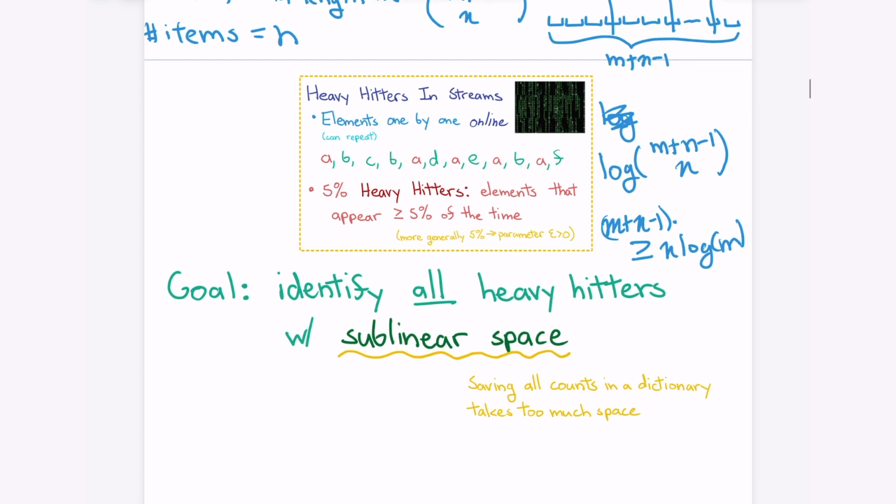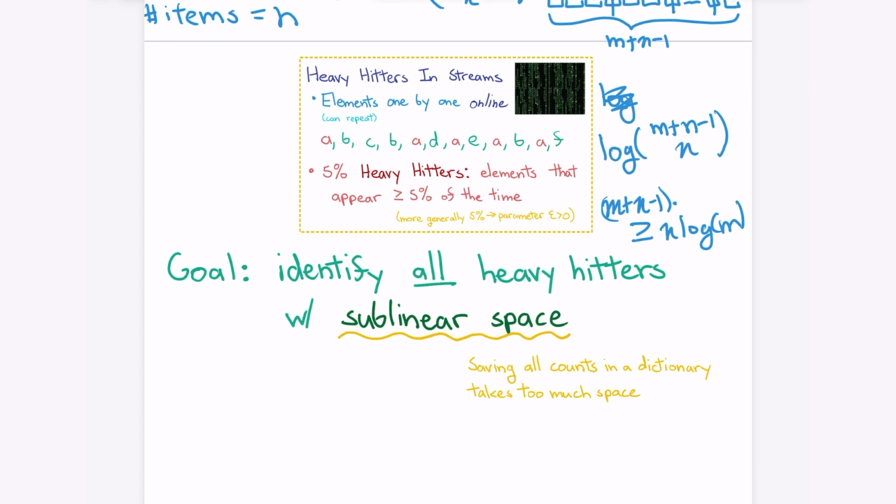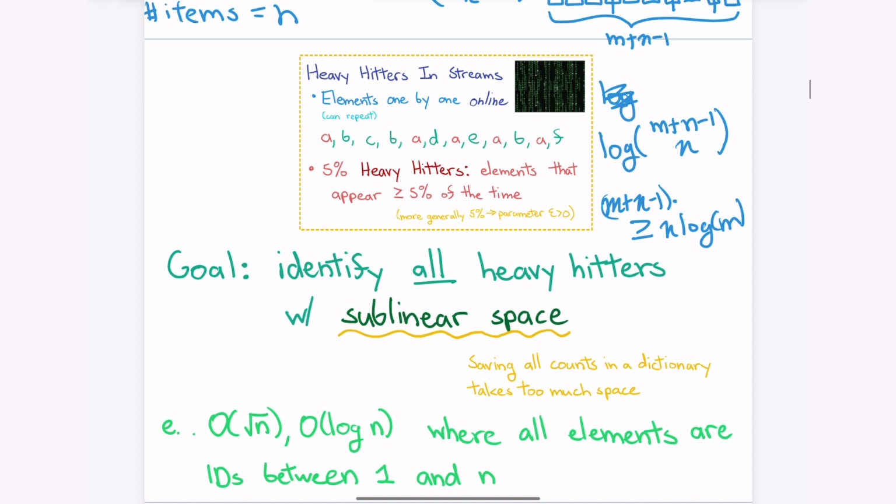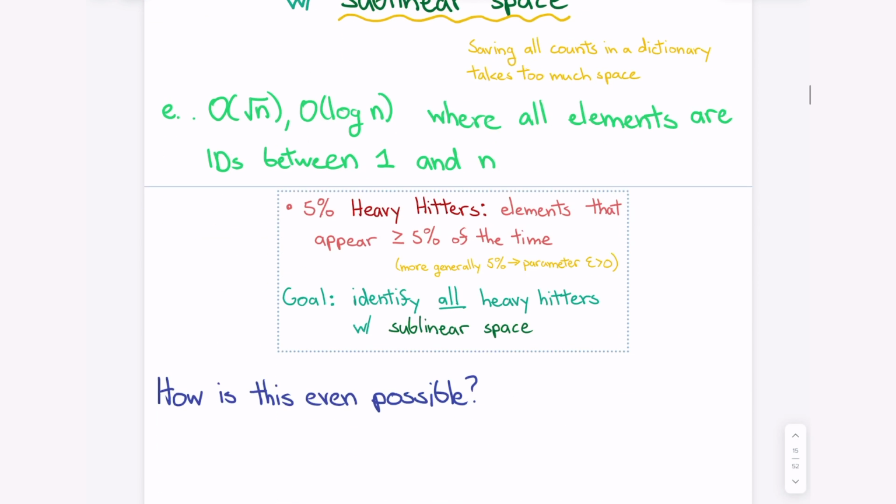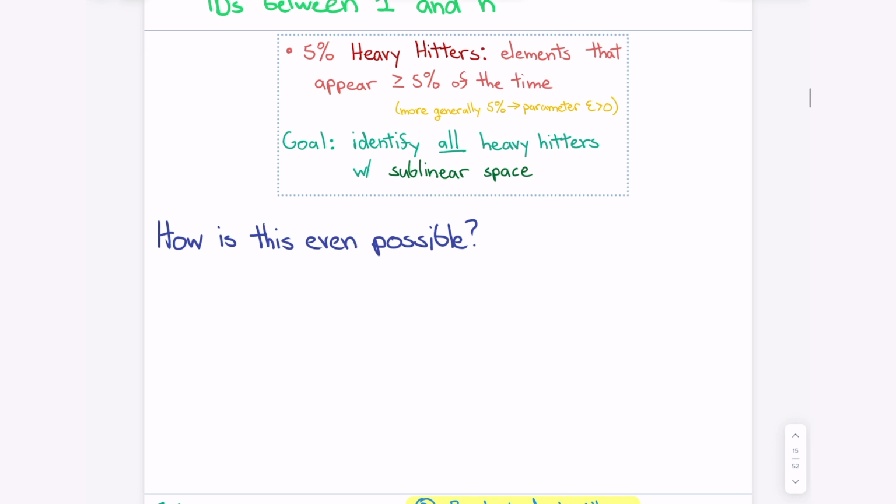So anyway, not only do we not want to save all the counts in the dictionary in general, but you shouldn't really expect to be able to do things exactly. What I want to do is something more like square root n or log n space. And I'll just treat all the elements as IDs between 1 and n. As we pointed out, it is actually already kind of impossible to do this. We just showed you actually need n log m space just from this simple counting argument.